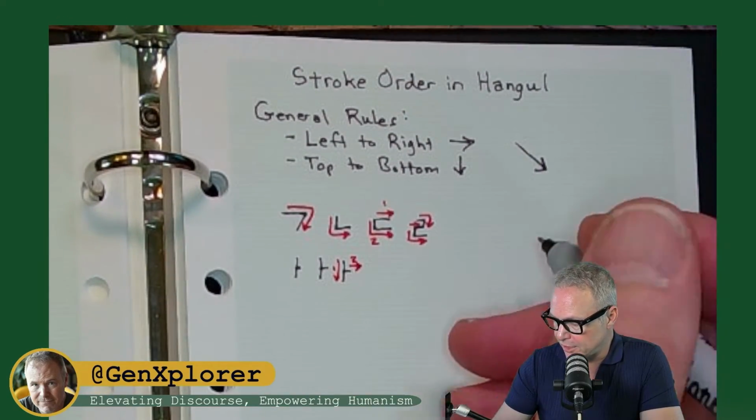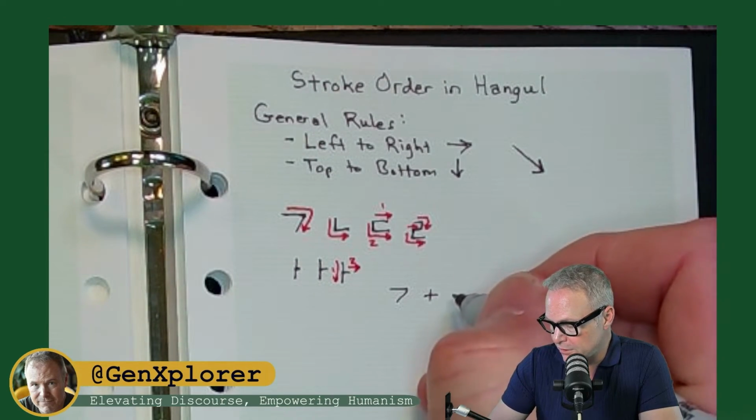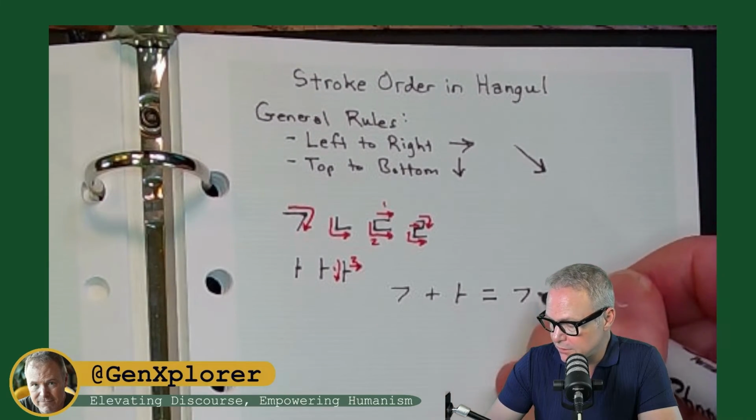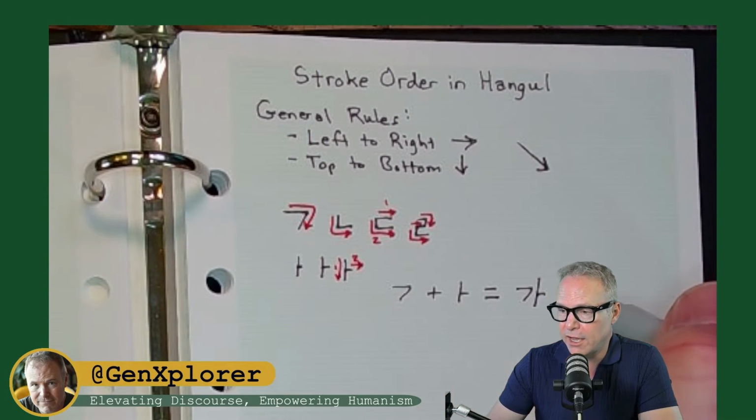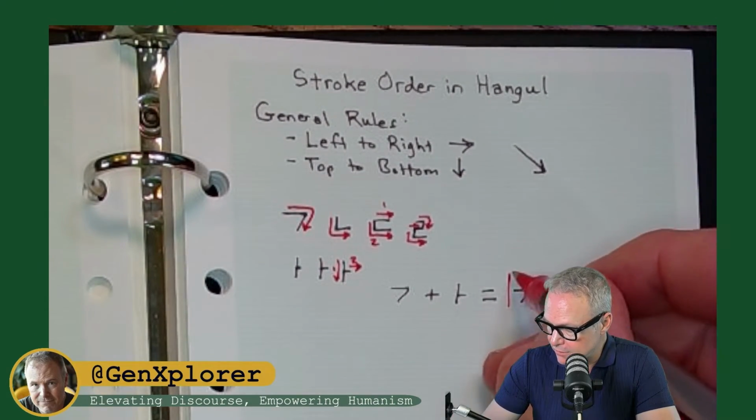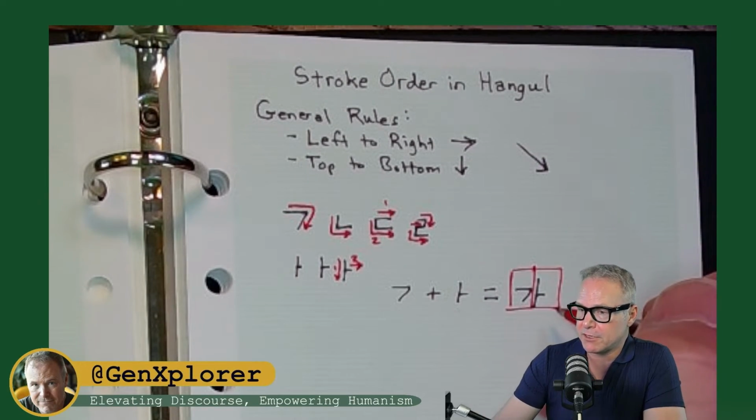So now we put these together. So if I do kiok plus a, ga. Notice that that is following that syllable grouping where it's side by side because you've got a vertical vowel.